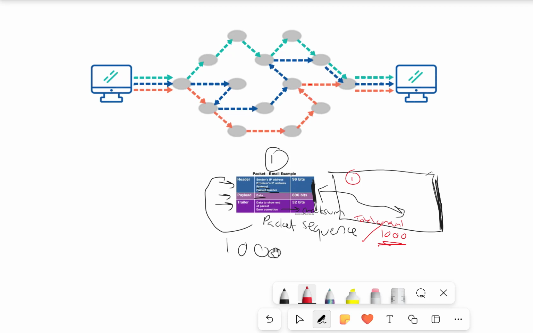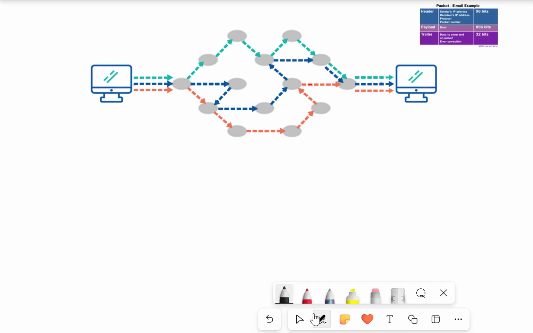So header: sender's IP address, receiver's IP address, protocol being used, and the packet sequence number, like packet 5 out of. And then in the trailer it will have the error correction method, which is like the checksum, which is important, you realize that, recognize that, state that, as well as data to show the end of the packet, such as the total amount of packets also which are being sent, like 1,000. Payload is the data.